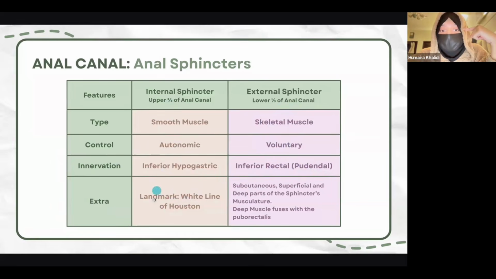Something that you have to keep in mind is that the internal anal sphincter can be marked by the white line of Houston. I'll show you on the image right now. And then the external anal sphincter, you have three. As I mentioned before, you have the subcutaneous, which is the most superficial, and then the superficial, and then the deep parts of the sphincter's musculature. But the deep muscle fuses with the puborectalis.